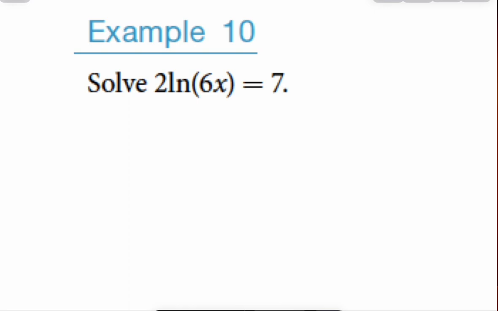We have a 6x in there, so we do have a little difference in example 10, but I did want you to see one like this. We're going to divide both sides by 2. We're going to just leave it 7 over 2.